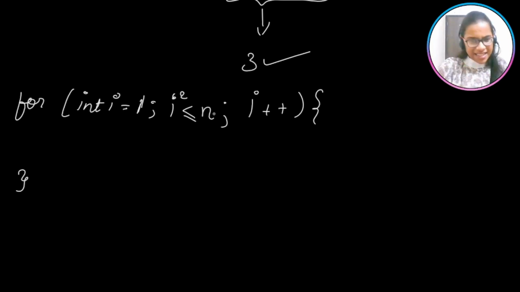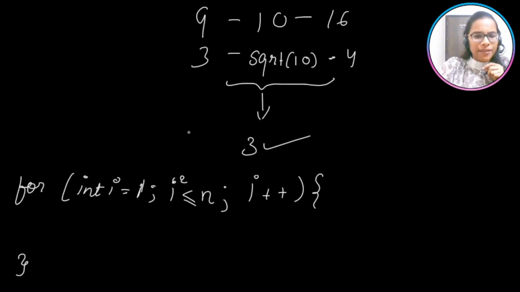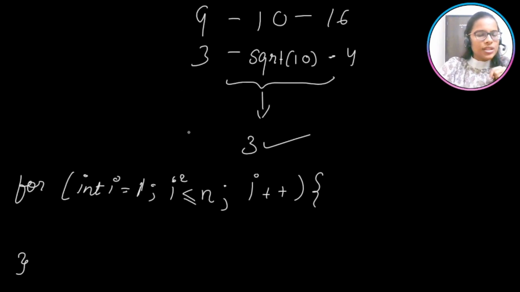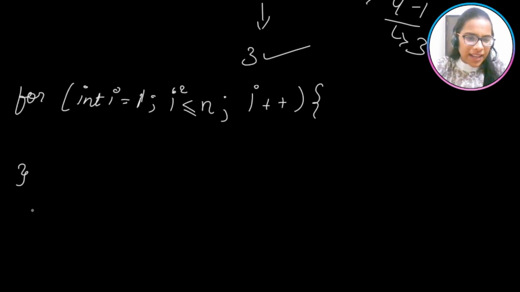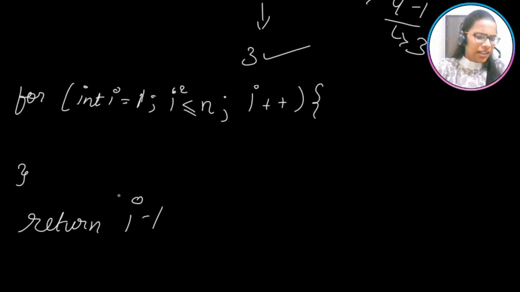Whenever it increases beyond that, it will stop. So whenever it goes to 4, 4's square is 16 and it will stop, over there itself it will stop. And as it has stopped over here, the answer will be 4 minus 1, that is 3, right? So over here we can just return I minus 1.